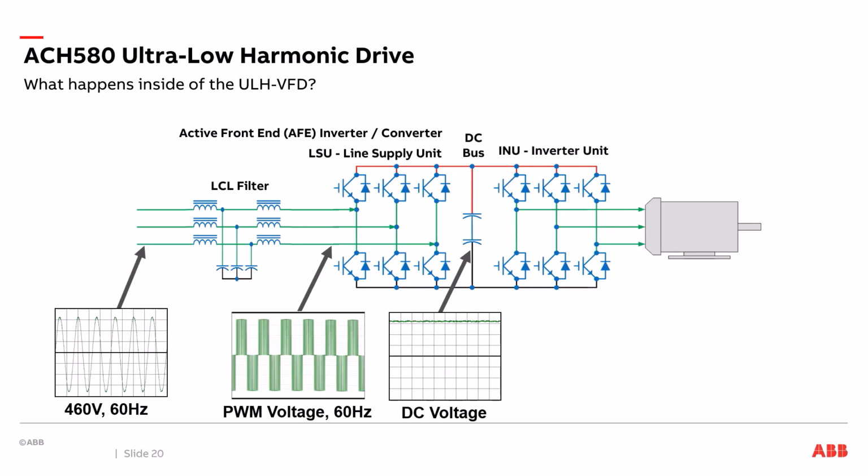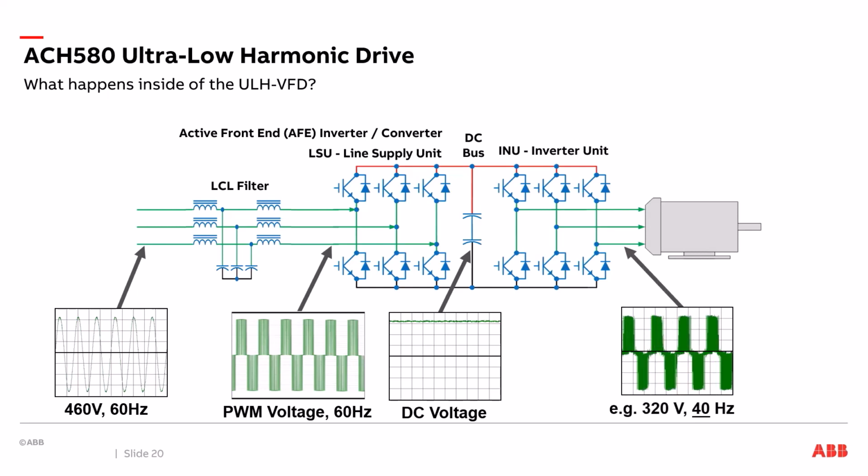The inverter unit is used to create a pulse width modulated output. This pulse width modulated output creates a new voltage and a new frequency in order to control the motor. The inverter unit is the same type of inverter unit that is used on a 6-pulse drive.